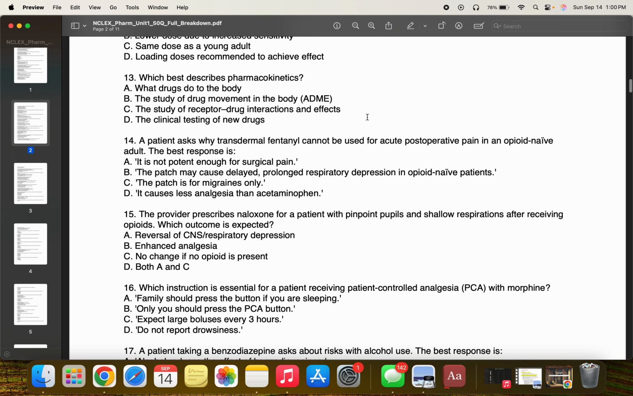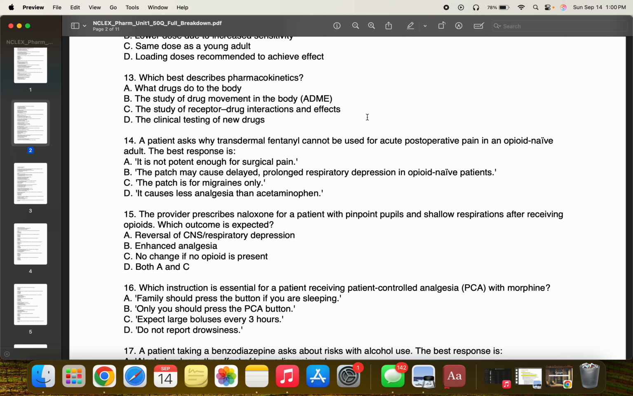Which best describes pharmacokinetics? What drugs do to the body? The study of drug movement in the body. The study of receptor-drug interaction defects, or the clinical testing of a new drug. Pharmacokinetics: the study of drug movement in the body. B. And what are those things?